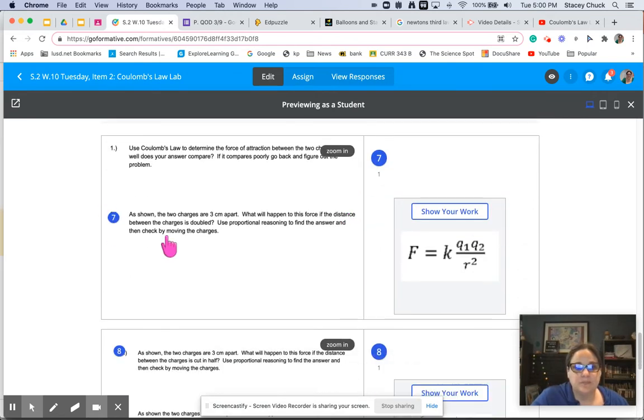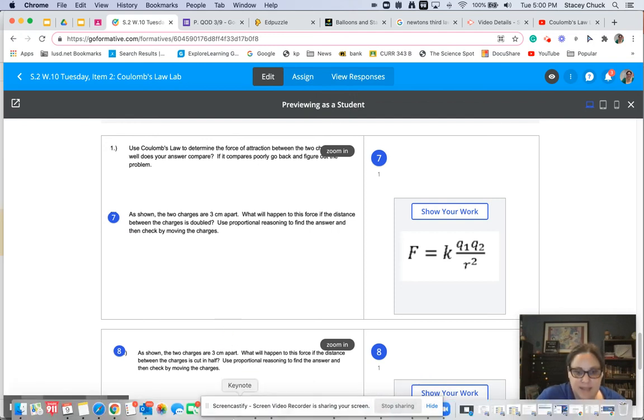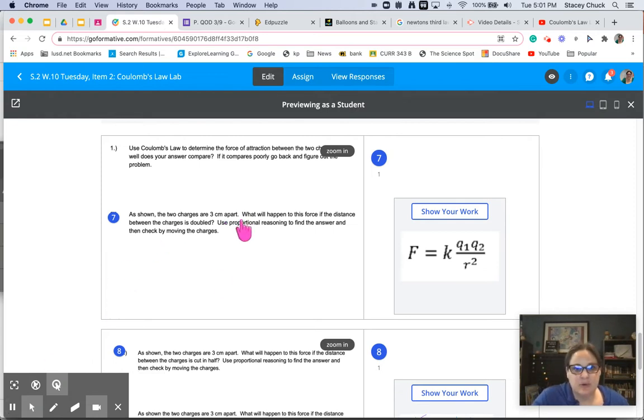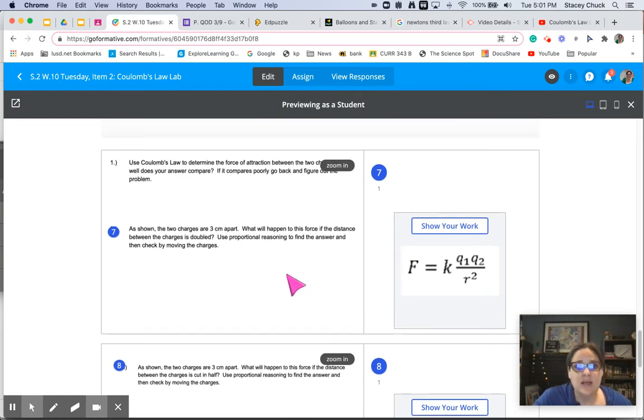Next question, number 7. As shown, the two charges are 3 centimeters apart. What will happen to this force if the distance between the charges is doubled? Use proportional reasoning to find the answer, then check by moving the charges. Now, it may seem that we're being asked here to use proportional reasoning. We've done this before, most recently with gravity, and I'm going to demonstrate how you would do that. So we're not going to plug in the actual numbers in the situation. We're not going to plug in 3 centimeters. We're not going to use 4 microcoulombs and 8 microcoulombs. We are going to use proportion to figure out what would happen.